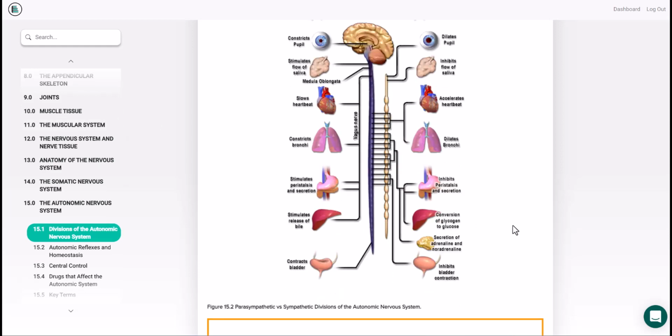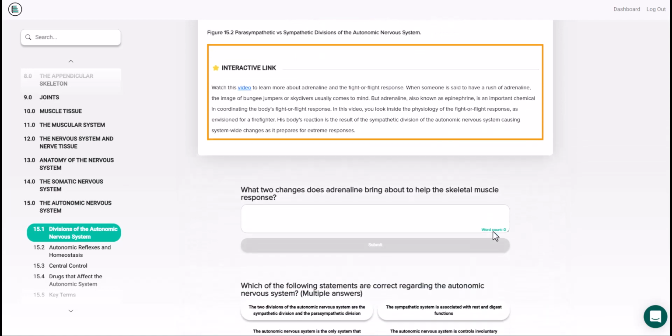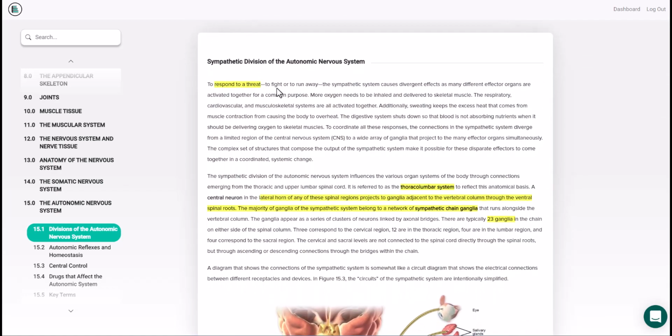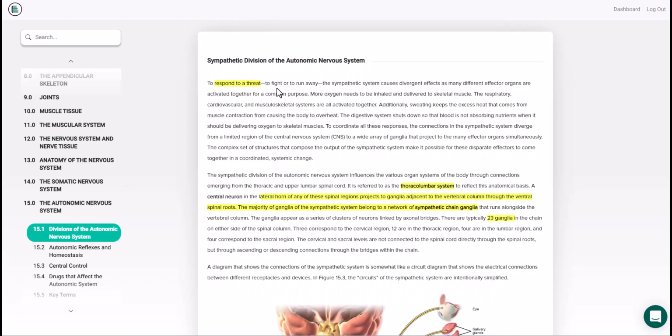Okay, so let's continue our conversation and take a few minutes to look specifically at the sympathetic division. Again, much of what I'm going to say here has already been mentioned by me, but let's hear it again. The sympathetic division is all about a response to a threat. You're either going to fight or you're going to run.